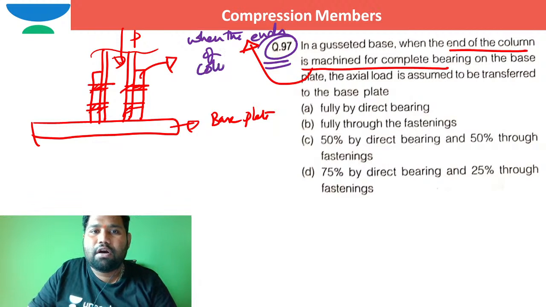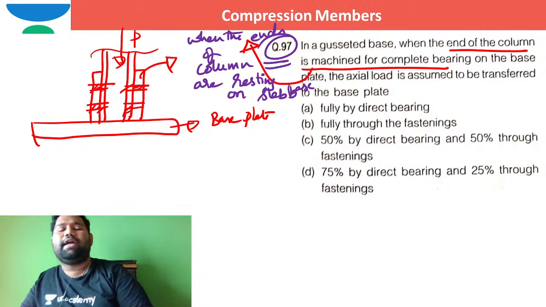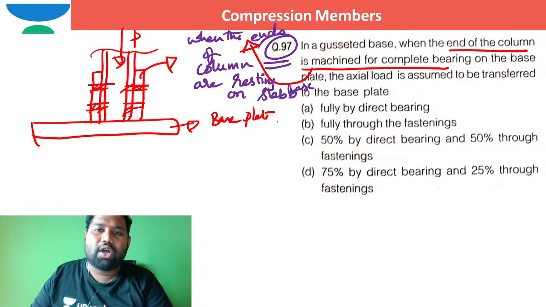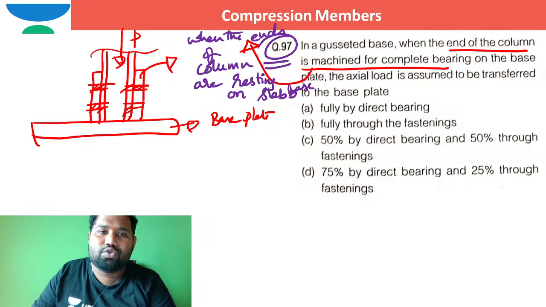When the ends of the column are resting on the slab base, the ends of the column are directly resting on the slab base. In such a case, 50% of the load is transferred to the slab base by bearing and 50% through fastening, right?